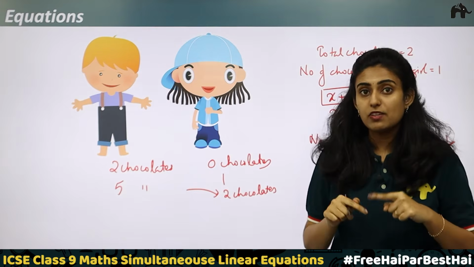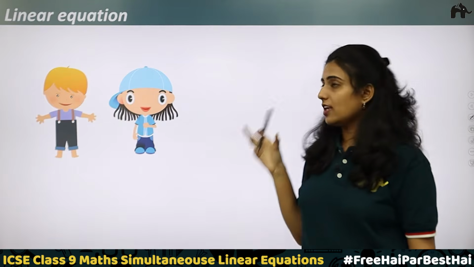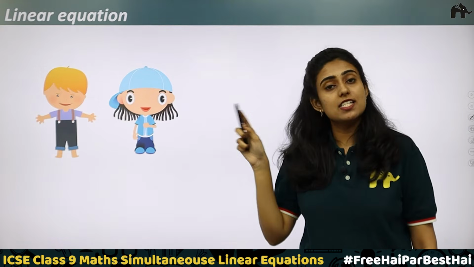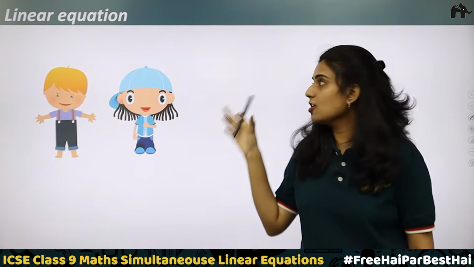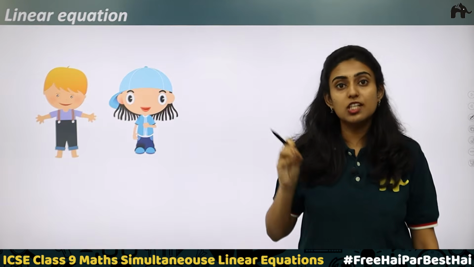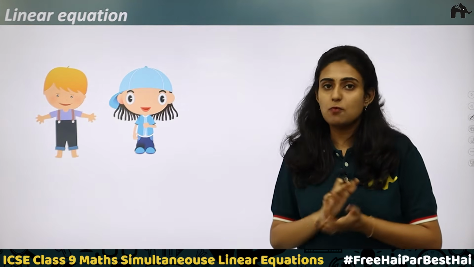Now, in this chapter, we will be dealing with equations in 2 variables. We understood what an equation is. Now, what is a linear equation? An equation which can be written as a straight line. Linear means straight line, and it is called a linear equation. So, in this chapter, we will be dealing with linear equations in 2 variables. We have already studied linear equations in 1 variable in the smaller classes.